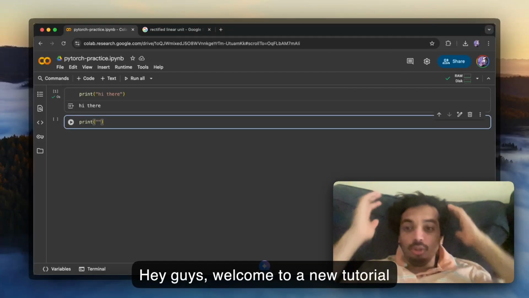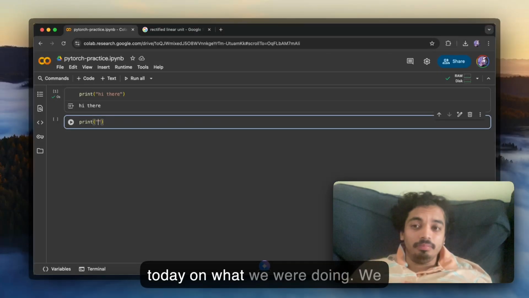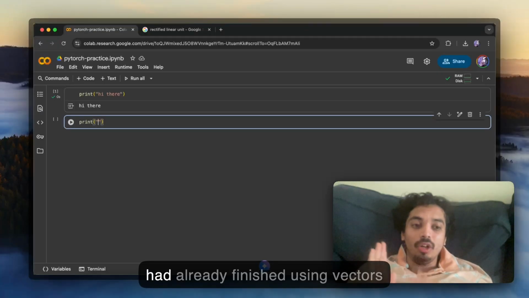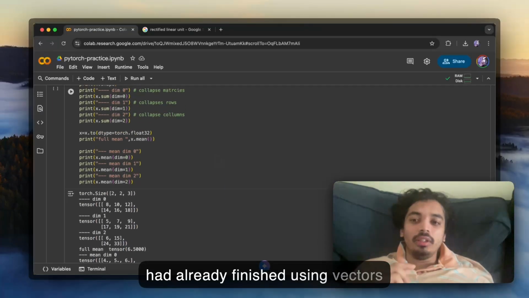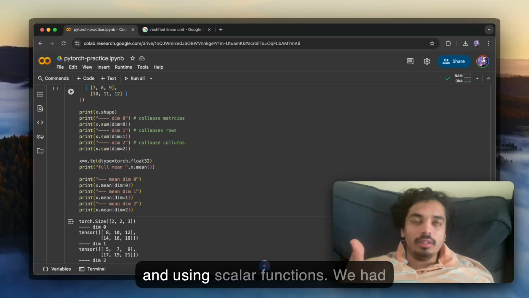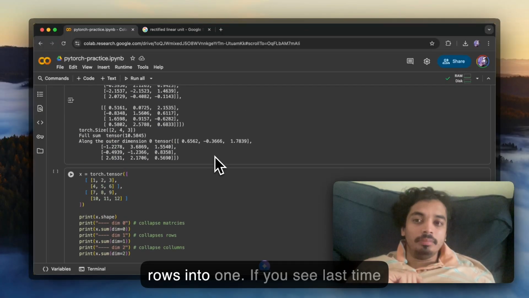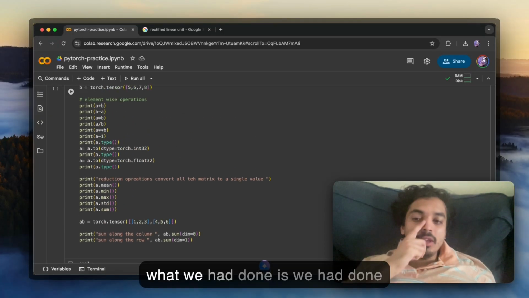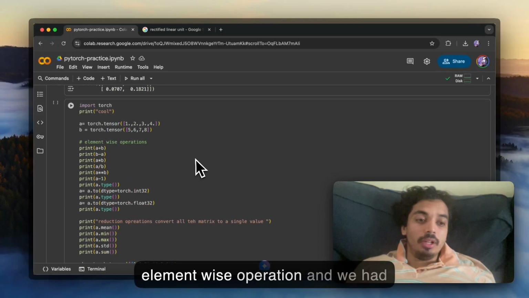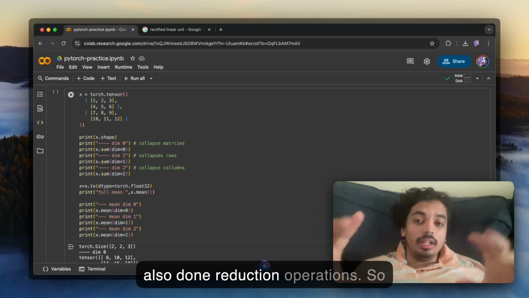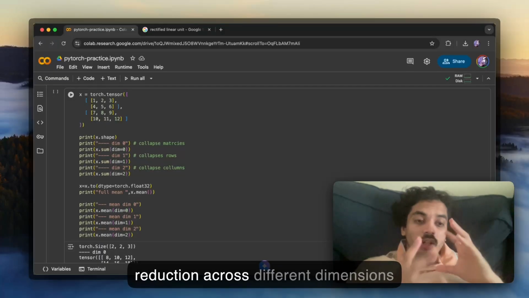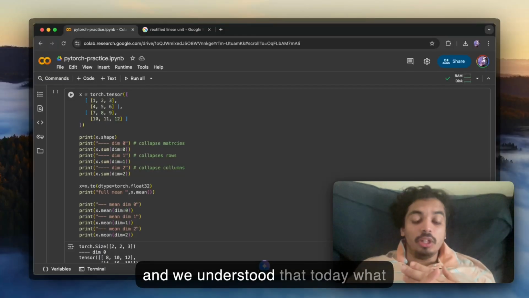Hey guys, welcome to a new tutorial. Today, on what we were doing, we had already finished using vectors and using scalar functions. We had also seen squashing or collapsing the rows into one. Last time we had done element-wise operations and we had also done reduction operations, so reduction across different dimensions, and we understood that.